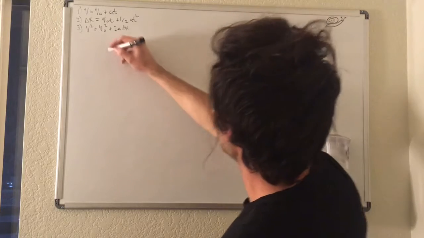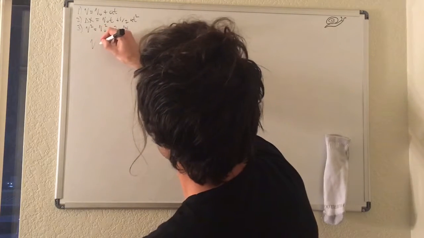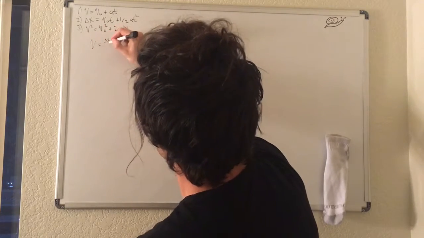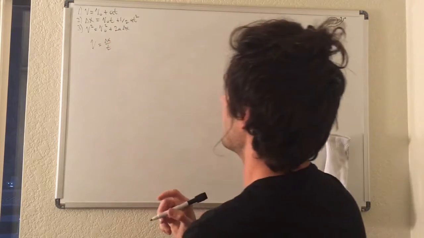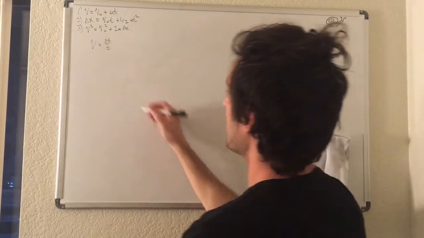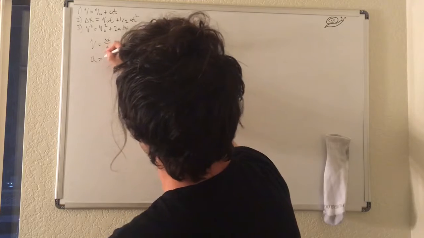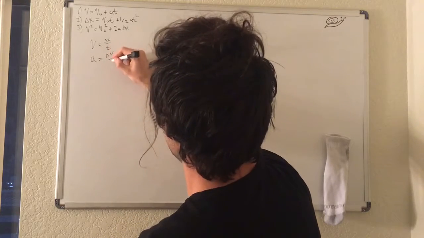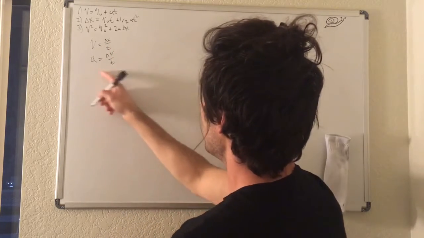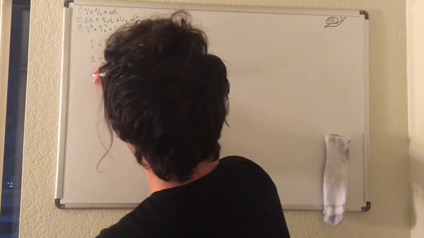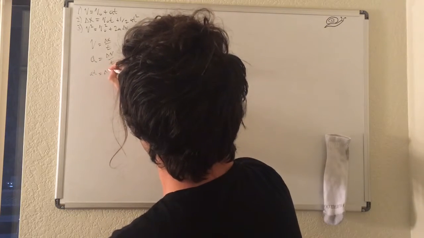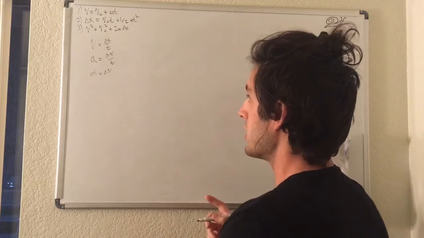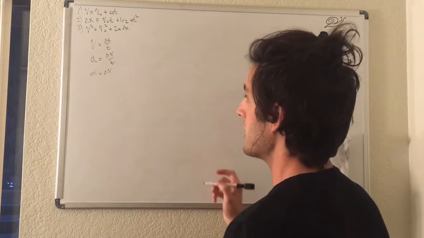So for number one, all we have to remember is that velocity is the first order derivative of position versus time. So that's change in position over time, and acceleration is the second order derivative, so change in velocity over time. Multiply both sides by t, we get at equals delta v. Delta v is just change in velocity, so that's final minus initial velocity.